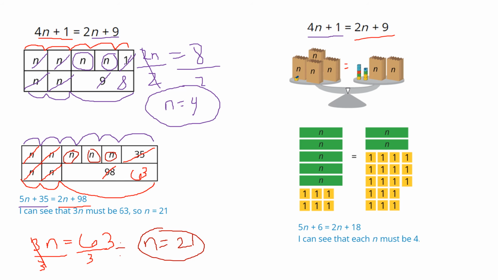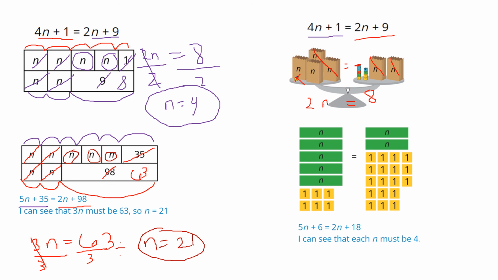So if I take 2 n's from the right, I have to take 2 n's or 2 bags from the left. That leaves me with 2n equals, and if I take 1 cube from the left, I must take 1 cube from the right. So that means 2 n's on the left, or 2 bags. I'm left with 1, 2, 3, 4, 5, 6, 8.